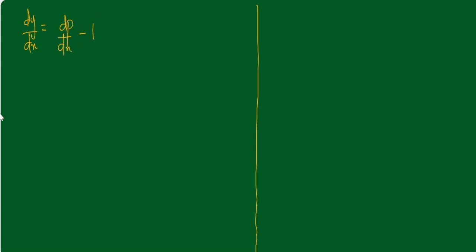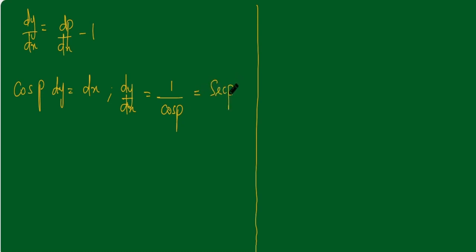Now from our original differential equation, we have cos p dy is equal to dx. So we can write this as dy dx is equal to 1 divided by cos p, and this gives us sec p. So we now substitute the value of dy dx that we obtained from this equation above. We have dp dx minus 1 to be equal to sec p. On taking 1 to the other side, we have dp dx to be equal to sec p plus 1.